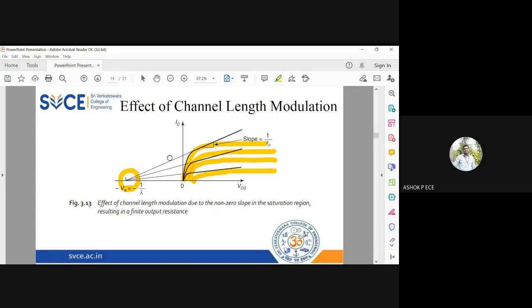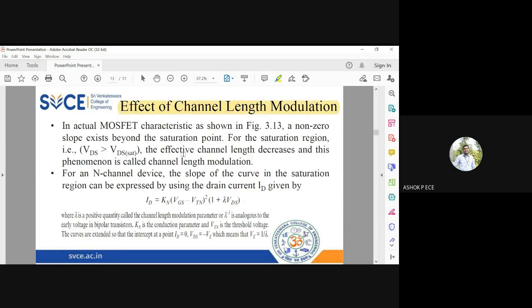So when you take a tangent and backtrace all these graphs, they are going to meet at one point. That point is called minus VA. So we name that point minus VA. Okay, we'll see about this point now. You see here a non-zero slope exists beyond the saturation point. So for the saturation region, the effective channel length decreases, and this phenomenon is called channel length modulation.